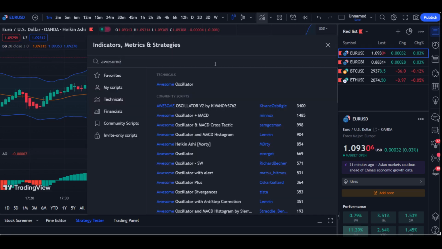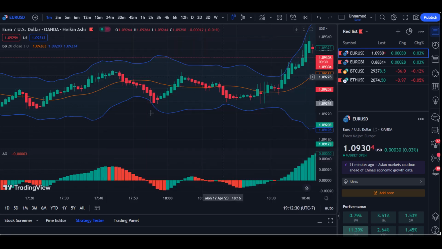The second indicator that we will use is called the Awesome Oscillator, the very first one right here. You're going to click on that, and we will make no changes to that oscillator.